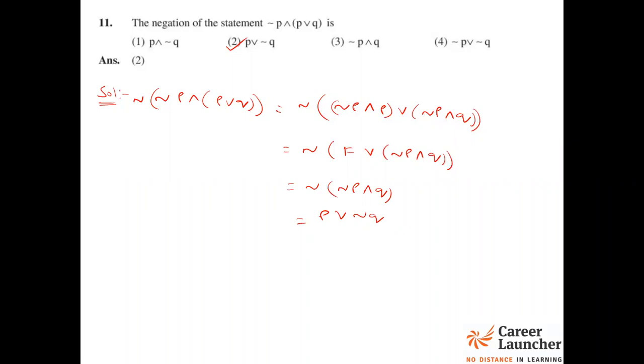Or else you can also use truth tables to identify this. If you want, you can write truth tables to identify this.